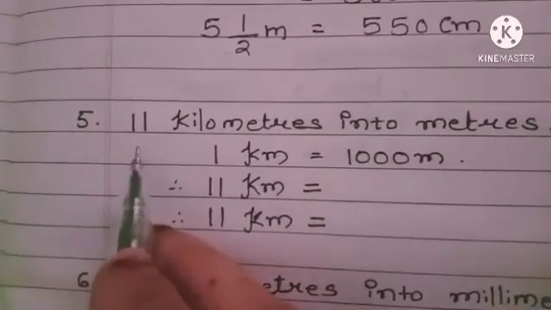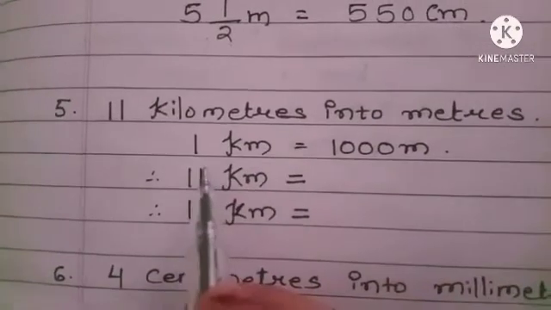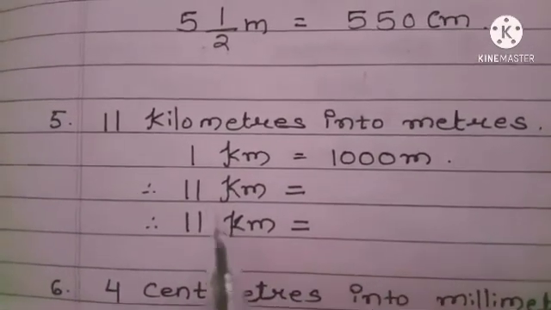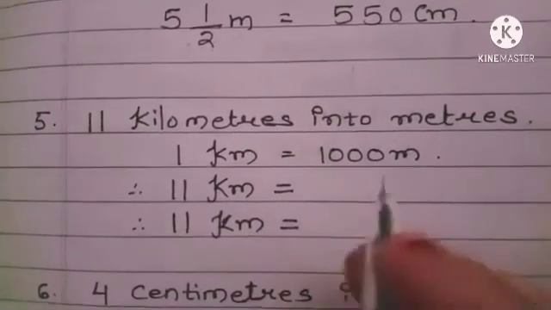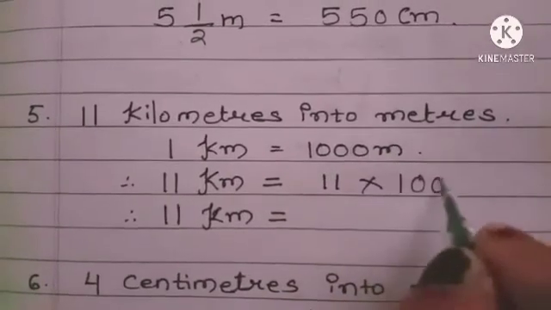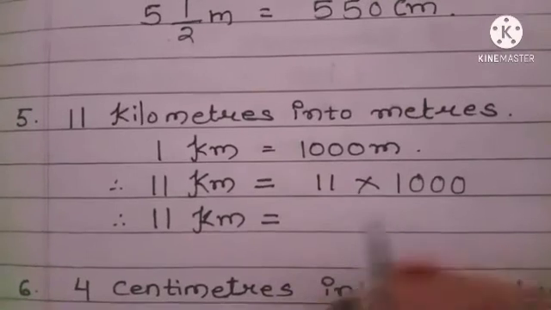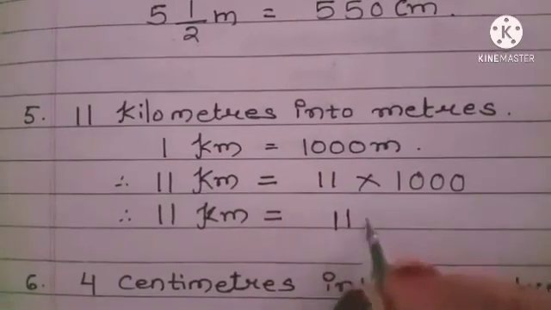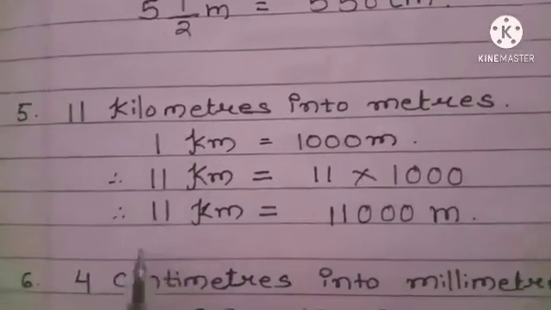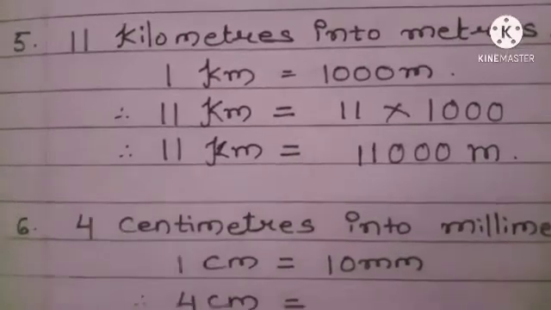Fifth question is given 11 kilometers into meters. So 1 kilometer is equal to 1000 meter. So if we will multiply this 11 by 1000, 11 multiplied by 1000 meters. So 11 ones are 11 and this is 1000. So 11,000 meter. So M for meter. So 11 kilometers is equal to 11,000 meters.